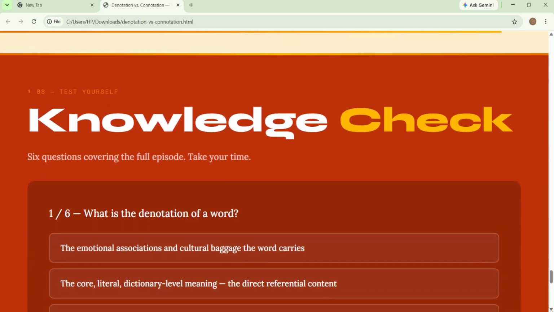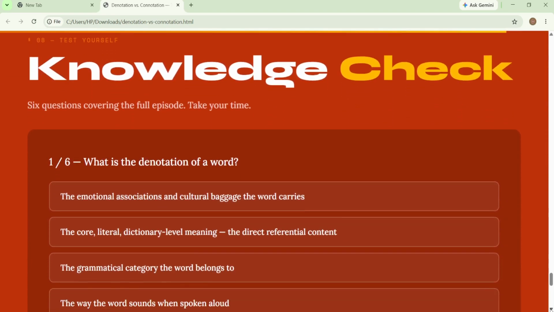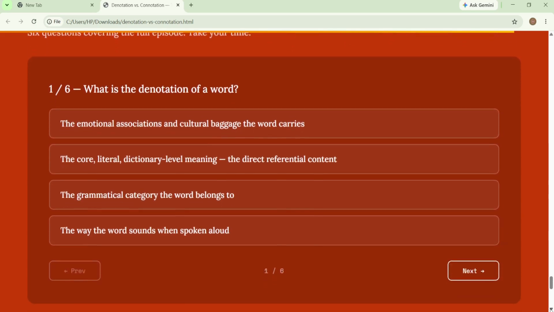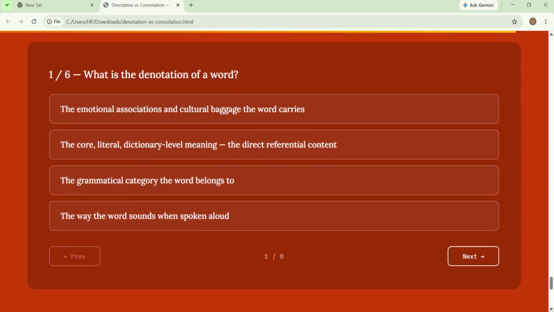Moving onward to the next part, which is the knowledge check. Let's look at these questions to test yourselves. You can even use them for your study. So what is the denotation of a word?